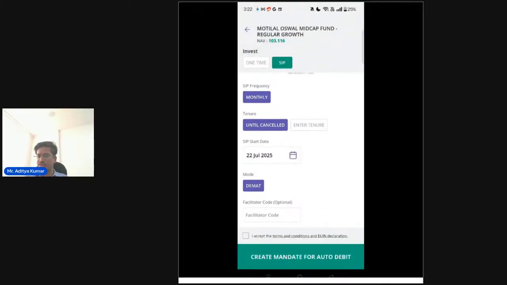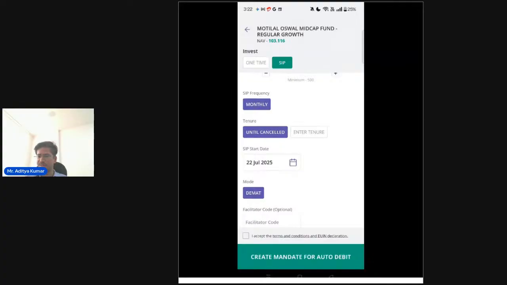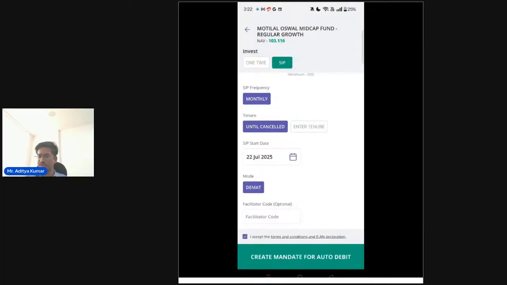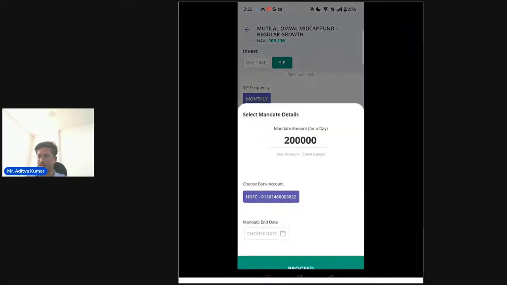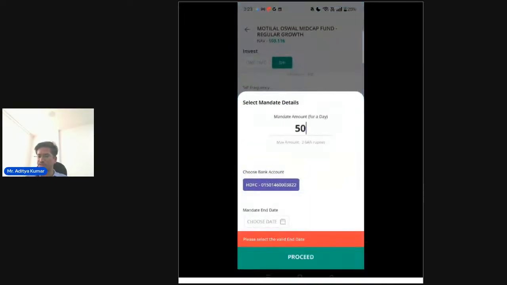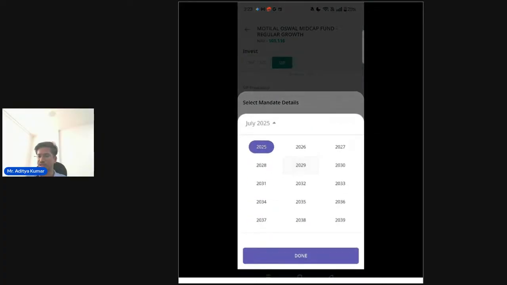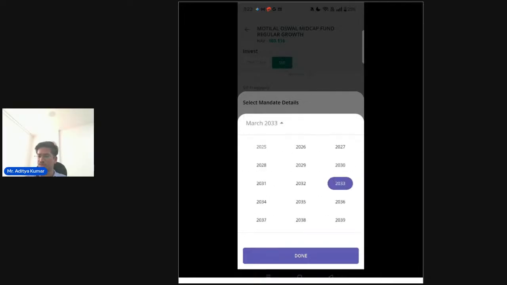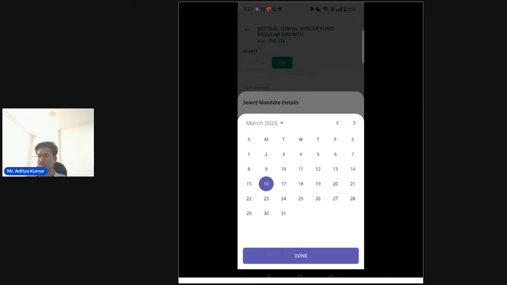Then below you can set a start date for the SIP. Let's say I want to start here. Then accept the terms and conditions. Then click on the Create Mandate button for auto debit, and here you have to enter the amount that you want to invest monthly in this fund. Let's say 500 every month. Then you have to choose an end date for this mandate. Let's say I want to invest for at least one or two years. I'm just randomly picking a date.